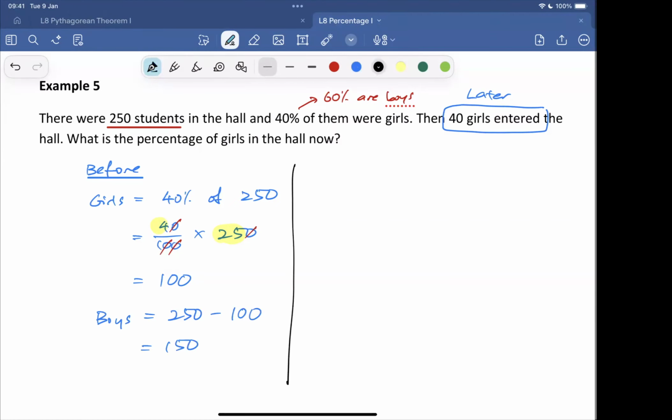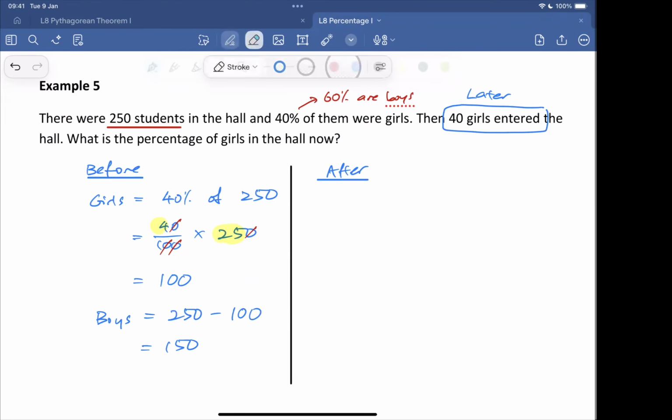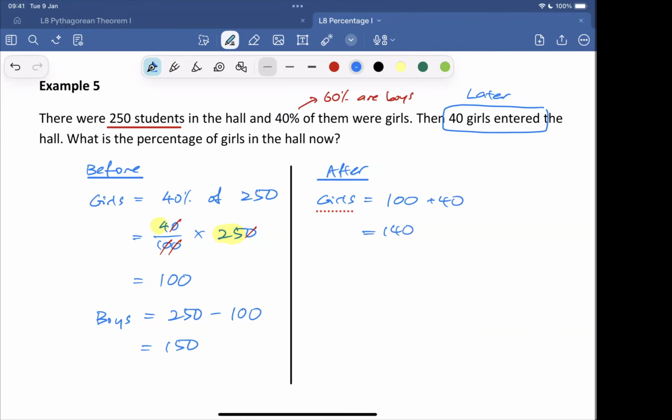So now let's find out what happens after that. After that, how many girls join them? 40. 40 girls. So how many girls do I have right now? Just now you had 100, then now? Plus 40, which equals 140. Correct. Now you have 140. And how many boys are there? 150. Still the same.